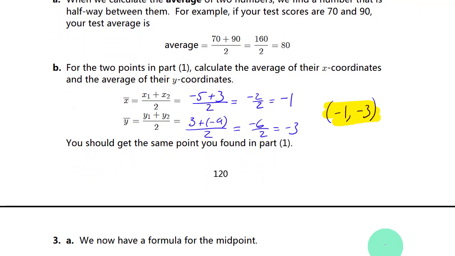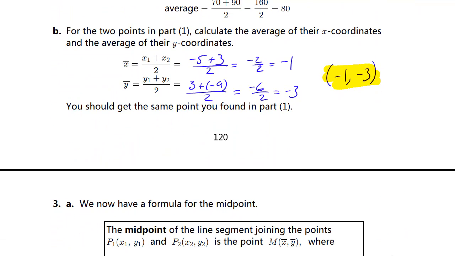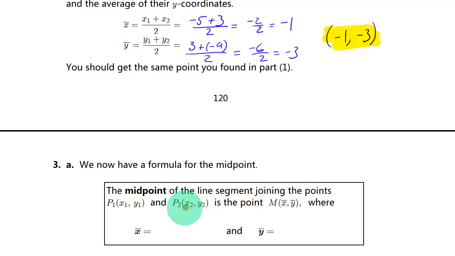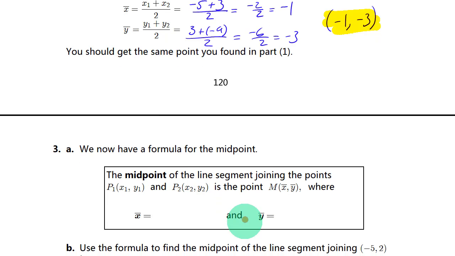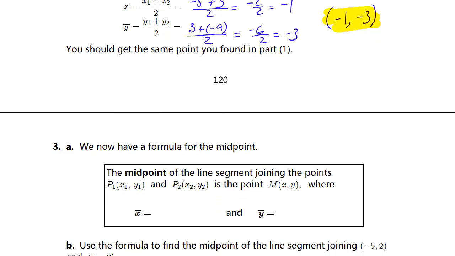So we have found a formula for the midpoint. You're just getting the average of the x-coordinates and the average of the y-coordinates to get the point halfway between x1, y1 and x2, y2. So the x-coordinate of the midpoint is going to be x1 plus x2 divided by 2, and the y-coordinate is y1 plus y2 divided by 2.